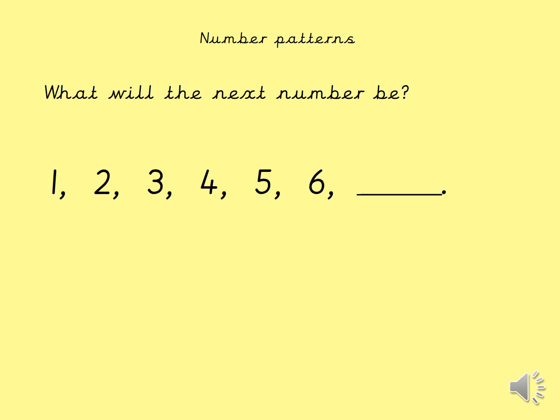We're going to now look at number patterns. What will the next number be? Let's read the numbers. 1, 2, 3, 4, 5, 6. Well, to work out what goes next, we have to think how many is being added on each time. To get from 1 to 2, we only add on 1. We're counting in ones. Pause the video and have a go at writing the next number. So each time we were adding 1. So the answer is 7. Well done if you got that correct.